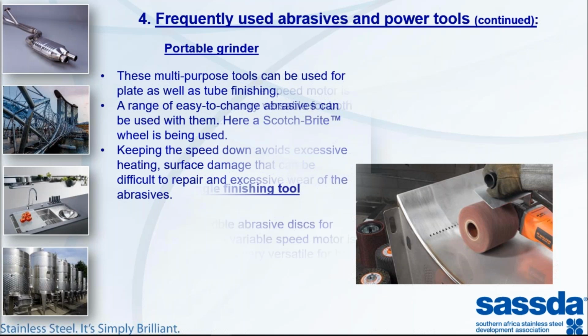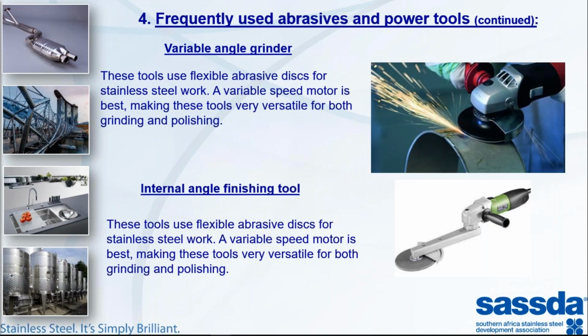You get the old angle grinder. This is a very popular tool, DIY and in industry, and you know how they work. They work on flexible abrasive discs. Usually these things are very versatile with all kinds of things that can be fitted to it, and it's good for both grinding and polishing. This is a handy tool, also not that often that you see them. The internal angle finishing tool for cabinets and things like that to remove weld marks. So this is a very thin disc, and it's also versatile for grinding and polishing.